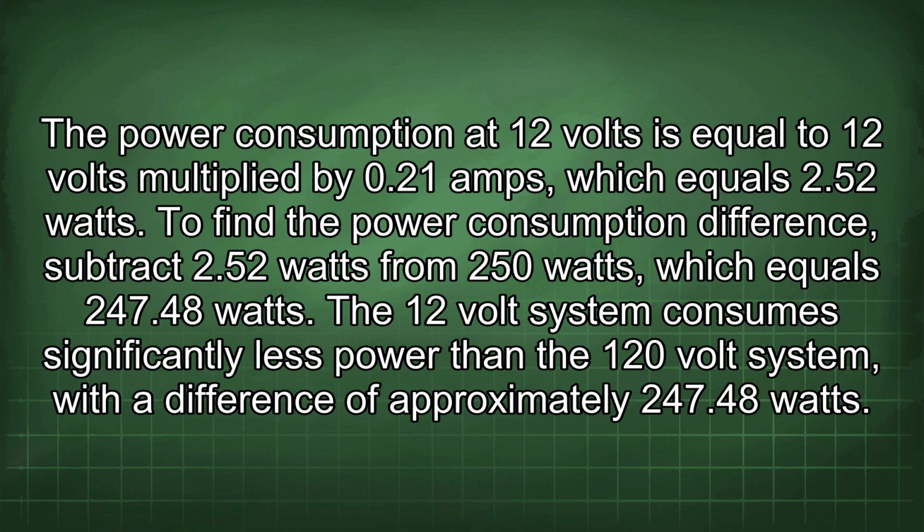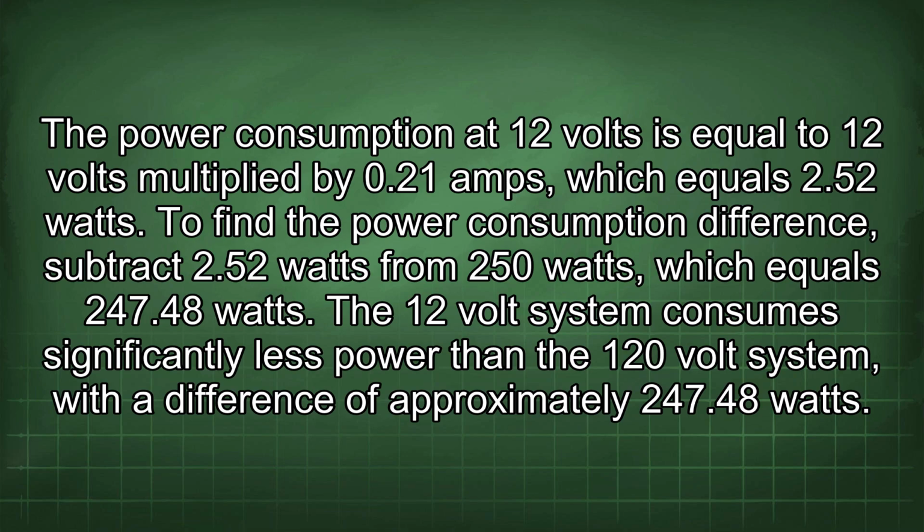To find the power consumption difference, subtract 2.52 watts from 250 watts, which equals 247.48 watts. The 12-volt system consumes significantly less power than the 120-volt system, with a difference of approximately 247.48 watts.